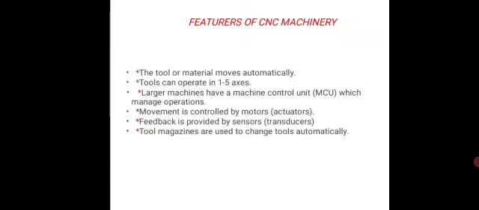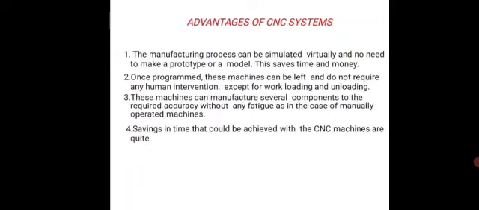Features of CNC machining: the tool or material is removed automatically. Tools can operate in 1 to 5 axes. Large machines have a machine control unit which manages operation. Movement is controlled by motors, that means actuators. Feedback is provided by sensors. Tool magazines are used to change tools automatically. These are the features of CNC machinery.